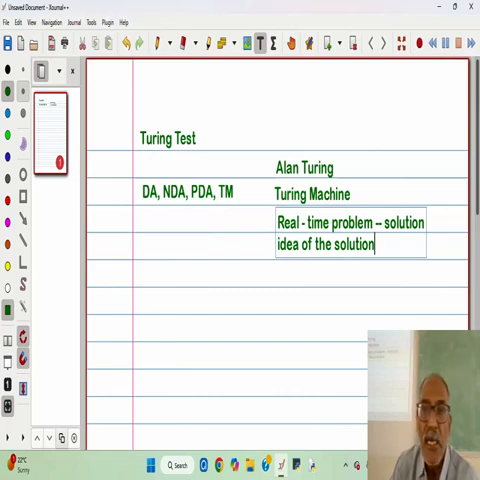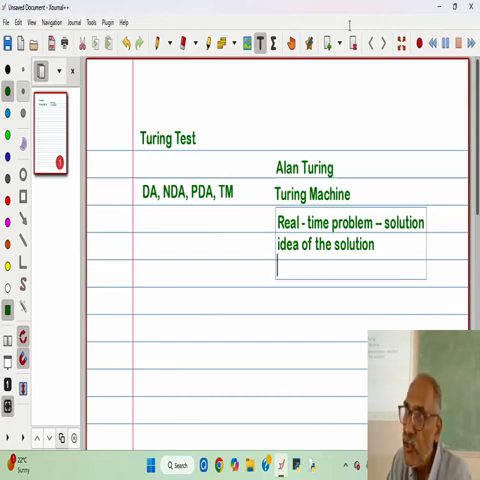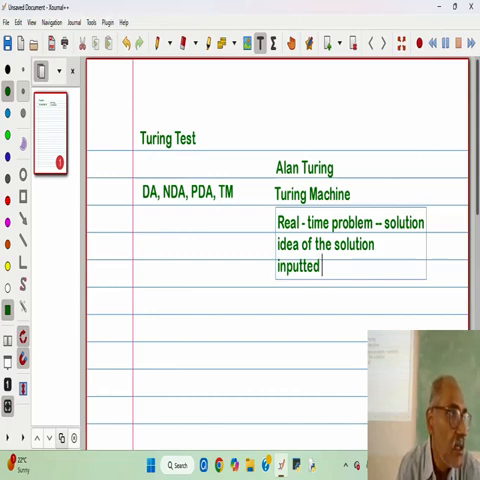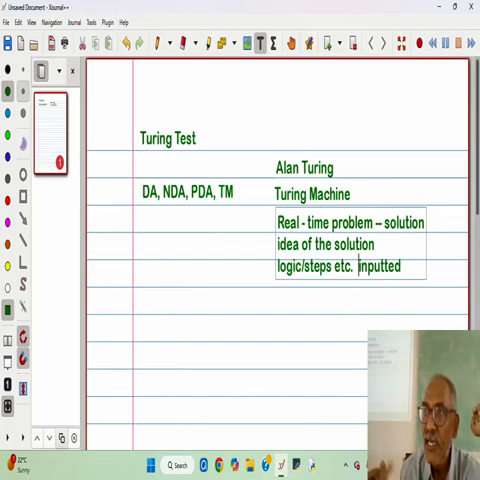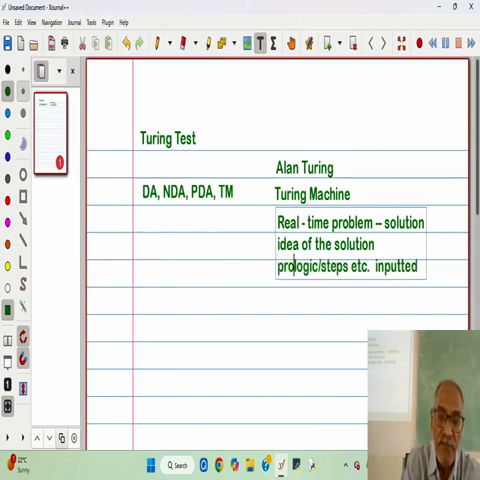And when he has the idea of the solution, the same can be inputted to the machine. So I will be giving the instruction to the machine: you please solve using this logic, using these steps. So that can be inputted. You may call this the logic, or you can call it the steps of the solution. Now my question here is that in addition to this, what am I going to give to the machine? Just the logic, will it be sufficient? So I need to give the problem information also.